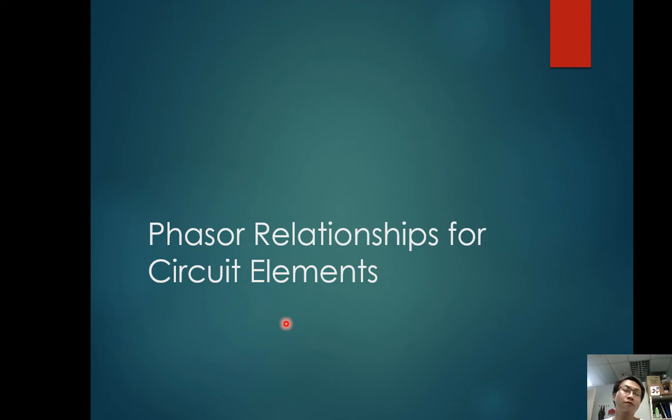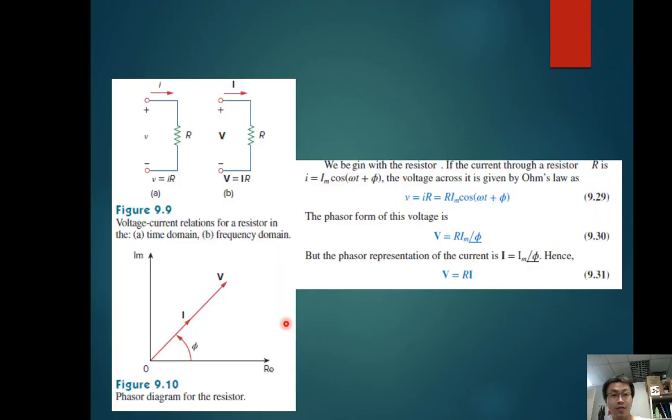So, phasor relationship for circuit elements. Now we apply it in what we call electric circuits. The voltage-current relationship for a resistor in the time domain: we have an applied voltage plus minus V, this is our resistor, and we have I. So V equals IR. Oh, so easy. And then what about the frequency domain?